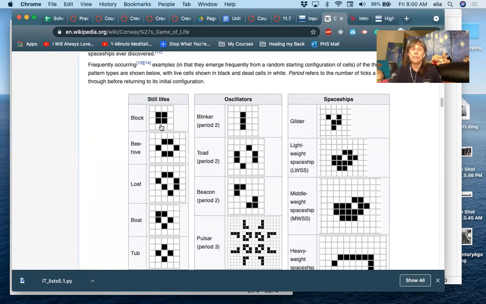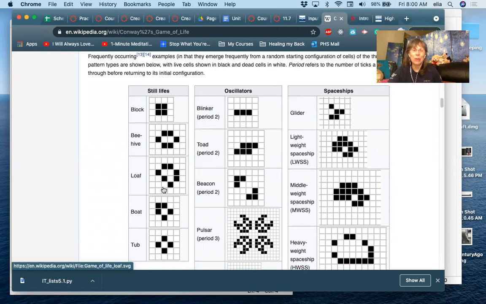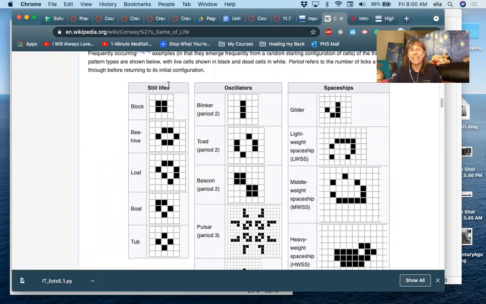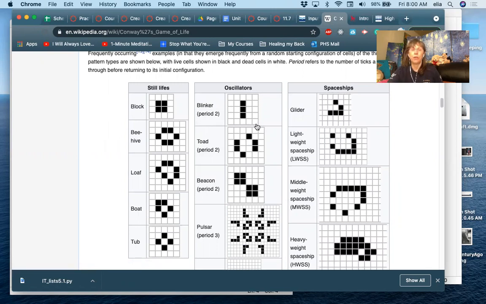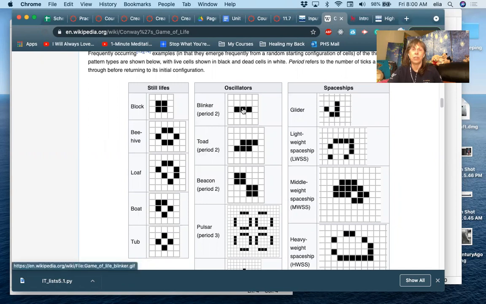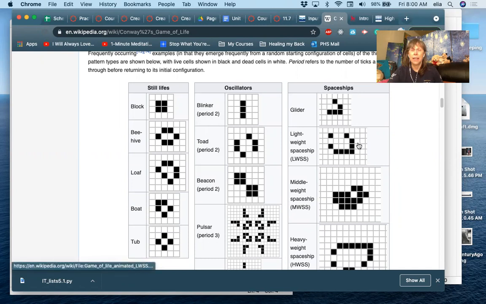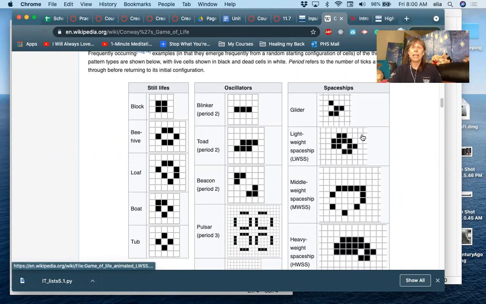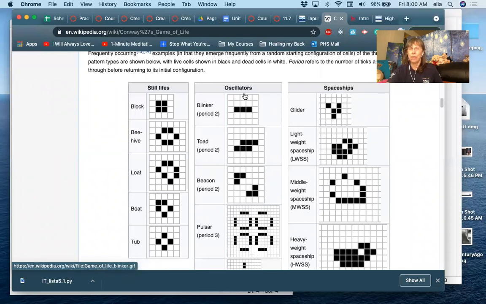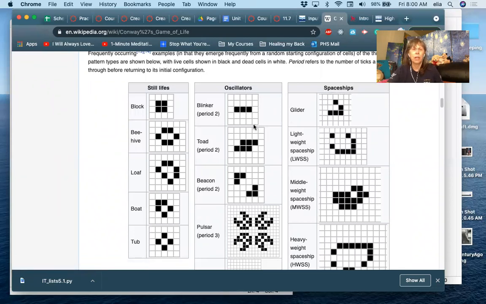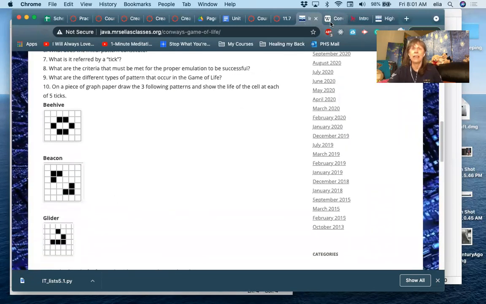As you can see, we have the still life. Obviously, they are not affected at all, and that's why they call it the still life. The oscillators are those whose states are very short and always come back to the same position. The spaceships will also do that, but they do travel, and the number of states is more than just 2. This one was only 2, and that's why it's called an oscillator. So the 3 seeds that I'm asking you to work on are the beehive, the beacon, and the glider.